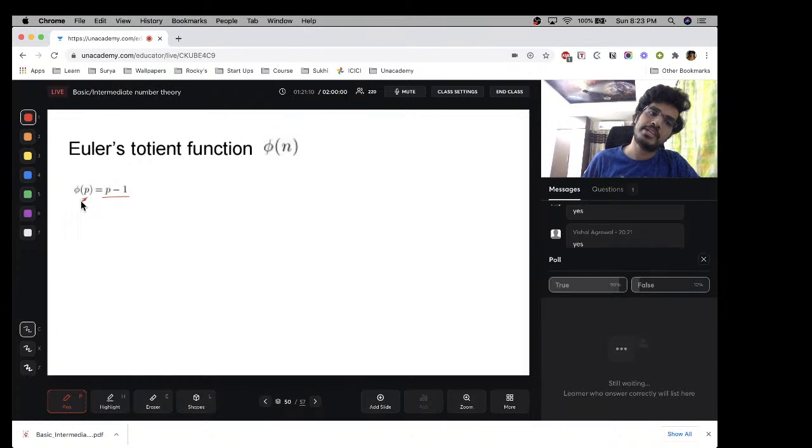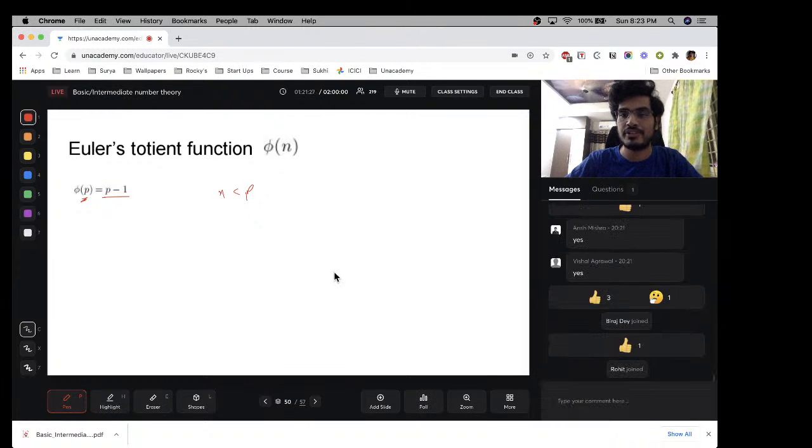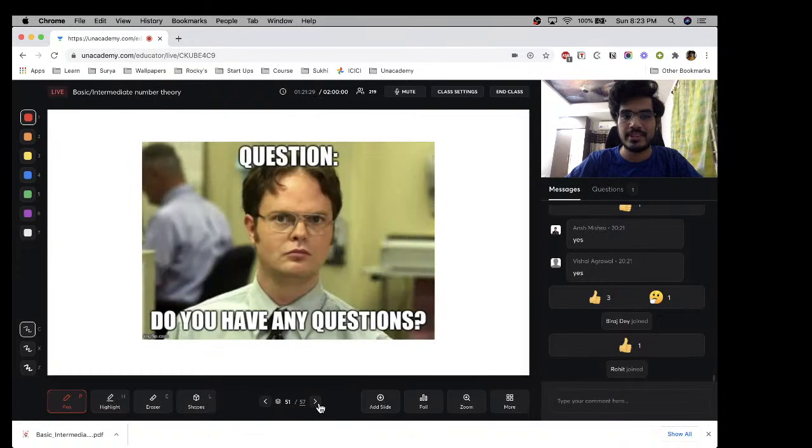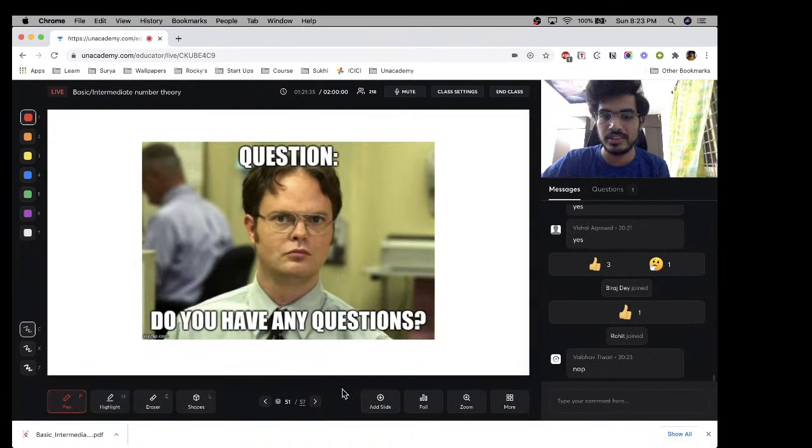For a prime P, the Euler totient function will be P minus 1. There is no number X less than P whose GCD is greater than 1. That is the definition of prime, right? There are no factors of prime. Any questions so far? Got it. Let's move further.